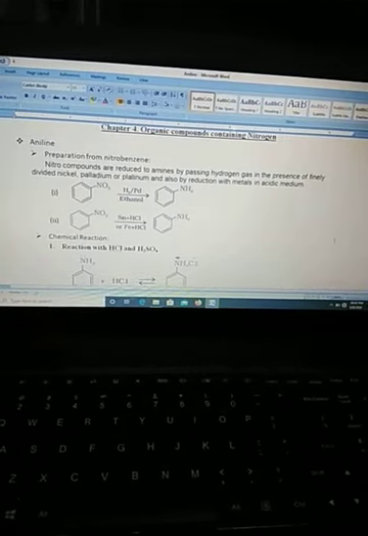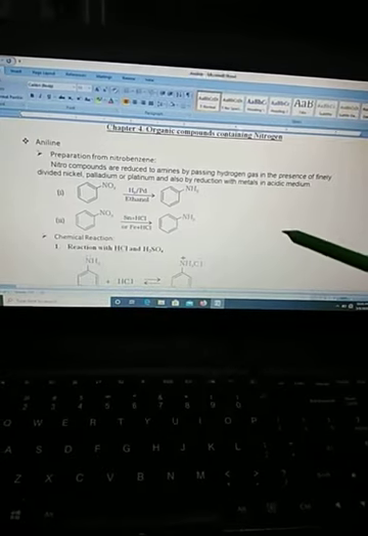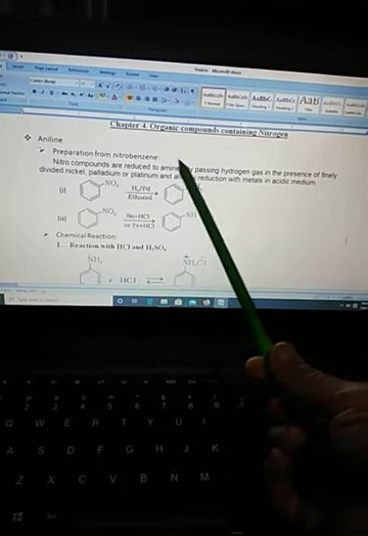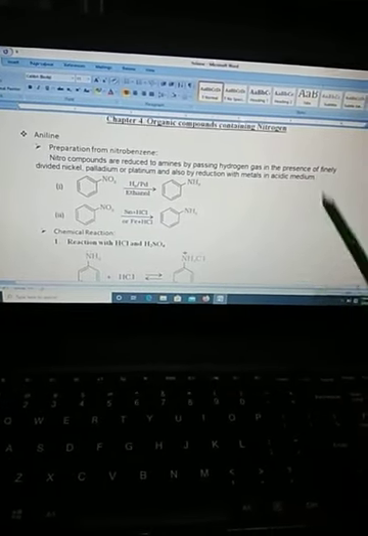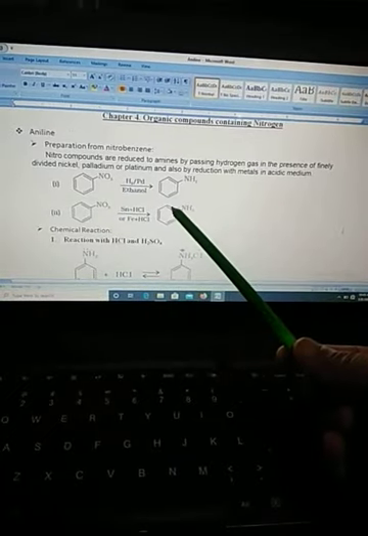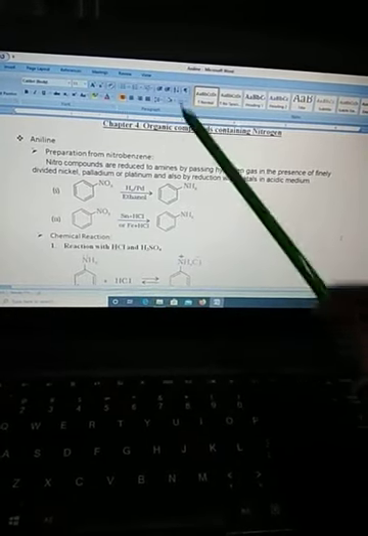Today's class will discuss aniline, that is aromatic amine. The first thing that we are going to see is preparation of aniline from nitrobenzene. Nitro compounds are reduced by reducing agents like hydrogen gas in the presence of nickel, palladium or platinum. This reaction we have seen in the previous preparation of amines. So aniline can be prepared from nitrobenzene by a reducing agent. This is one preparation that we need to see for aniline.